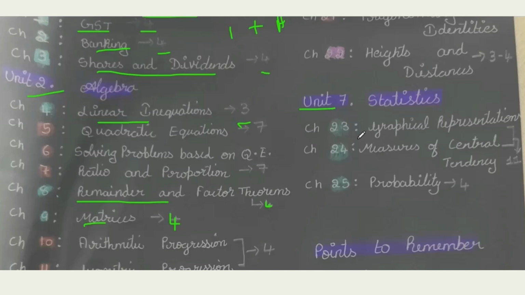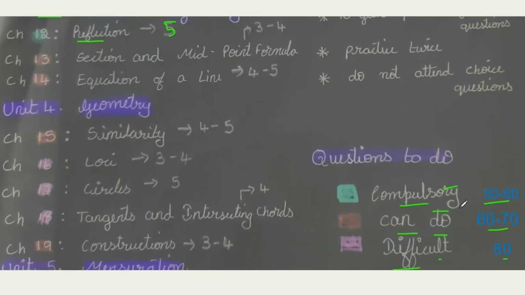The 23rd chapter is graphical representation, which consists of all the graphs, and measures of central tendency, mean, median, mode, etc. These 2 chapters carry 11 marks weightage. And the probability chapter comes in part A, as far as I have observed in previous year questions. So this chapter carries 4 marks weightage. Okay, so we have covered all the compulsory questions and the chapters which are important.